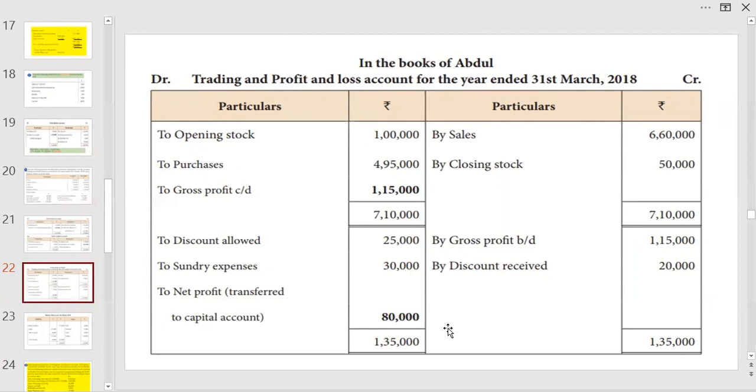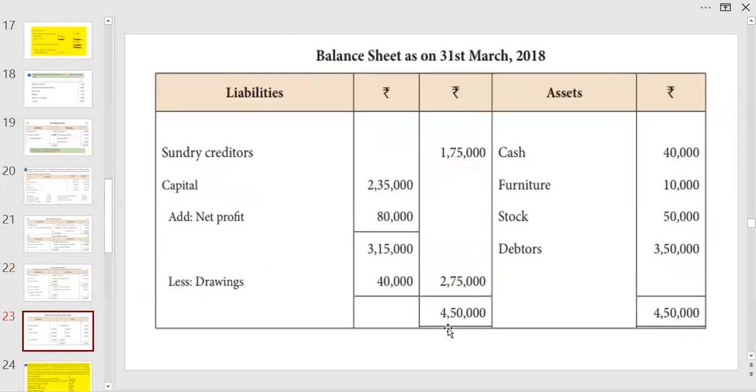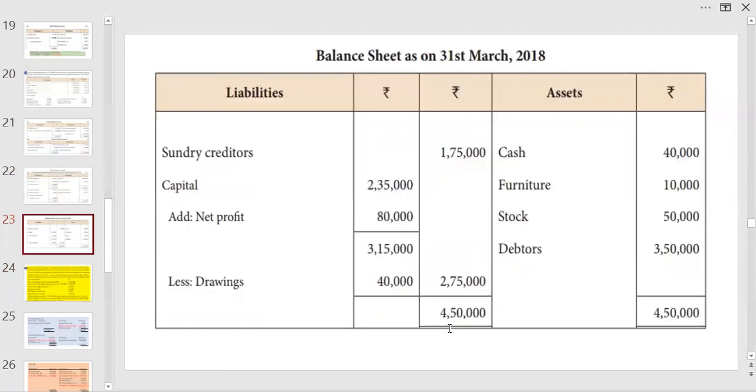As you see in the balance sheet, the movements of the capital account, that is opening balance plus net profit minus drawings, is 275, added to the sundry creditors, which gives a balance of 450. On the asset side, assets are listed and that tallies.